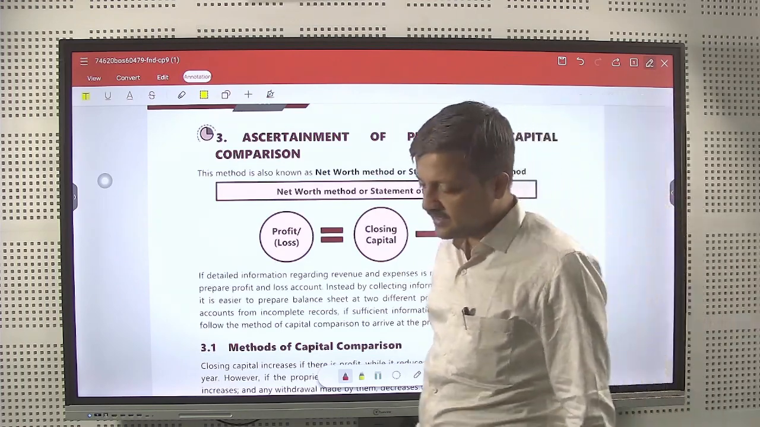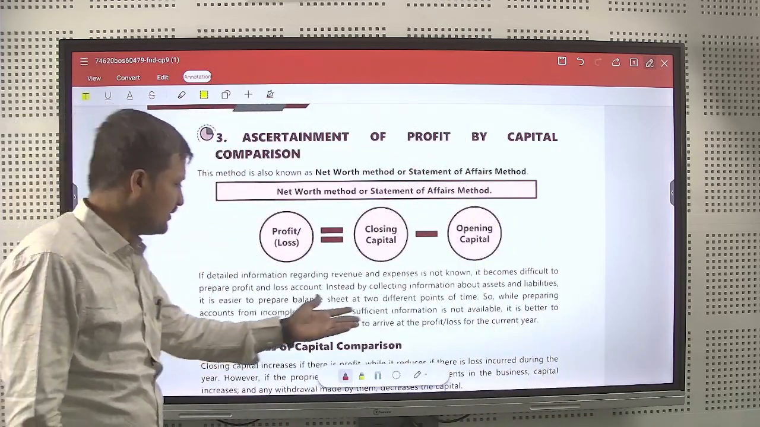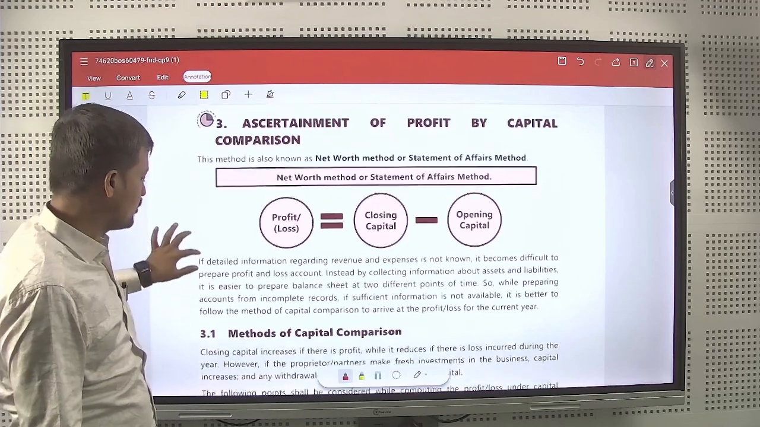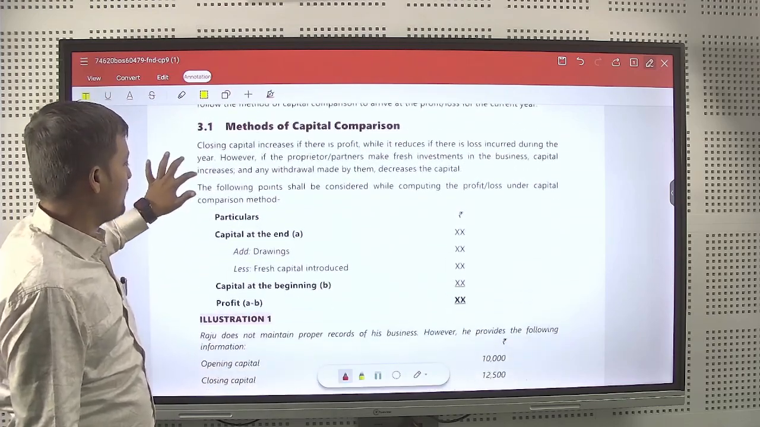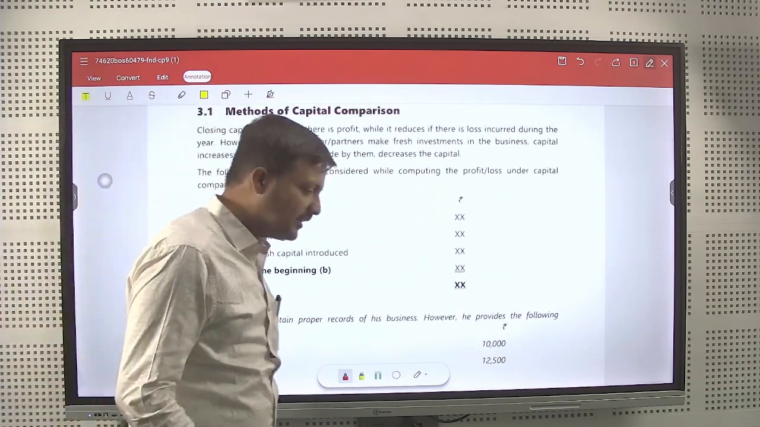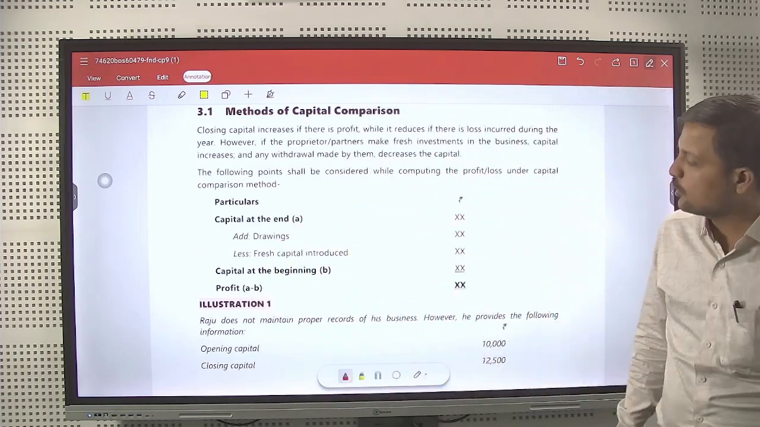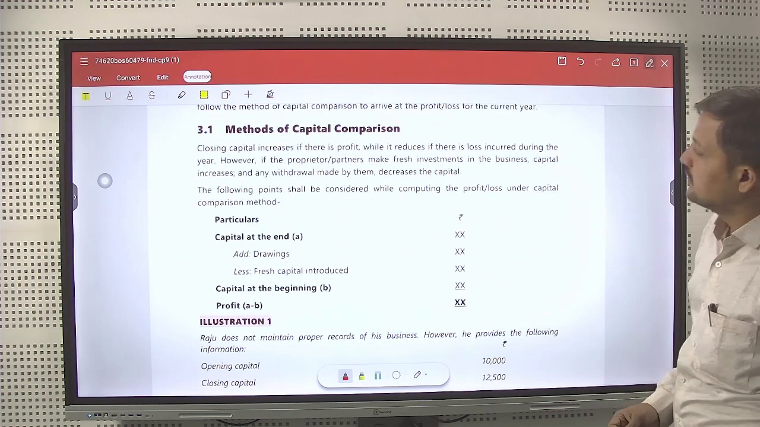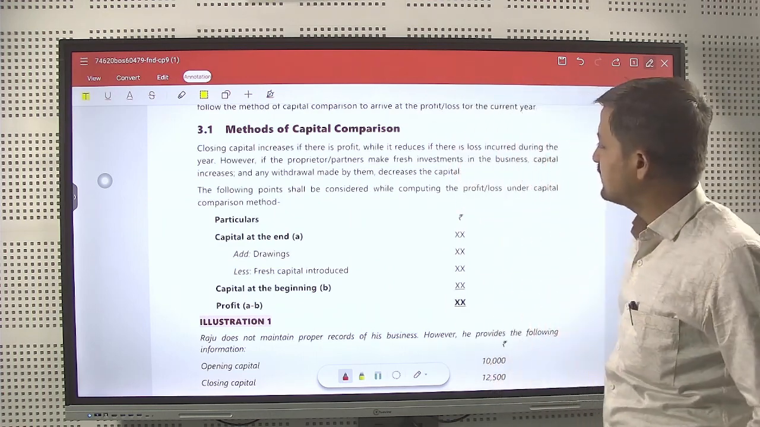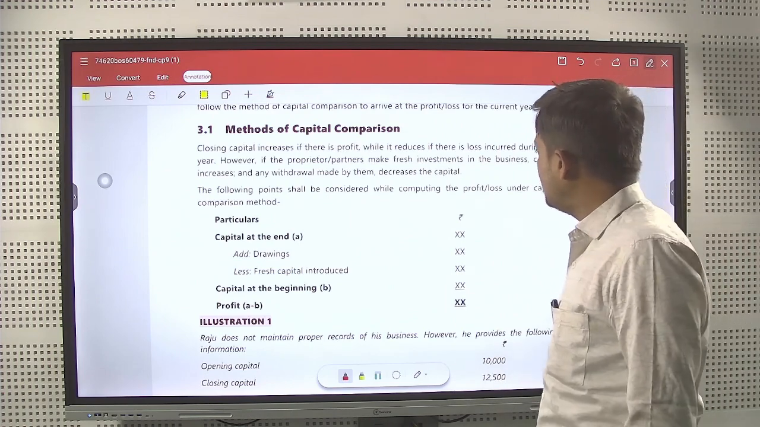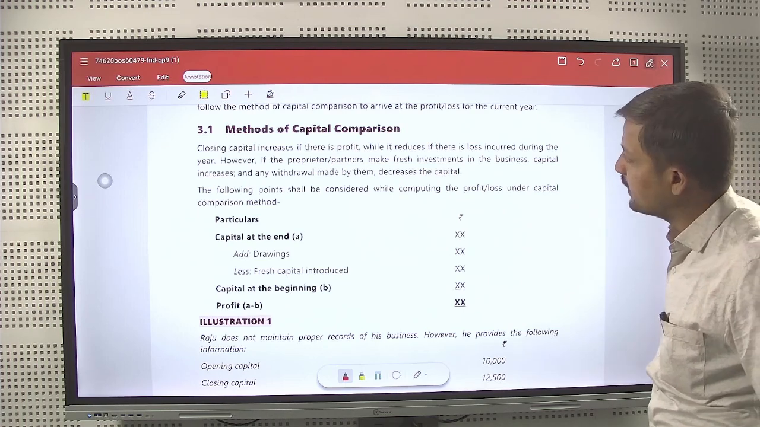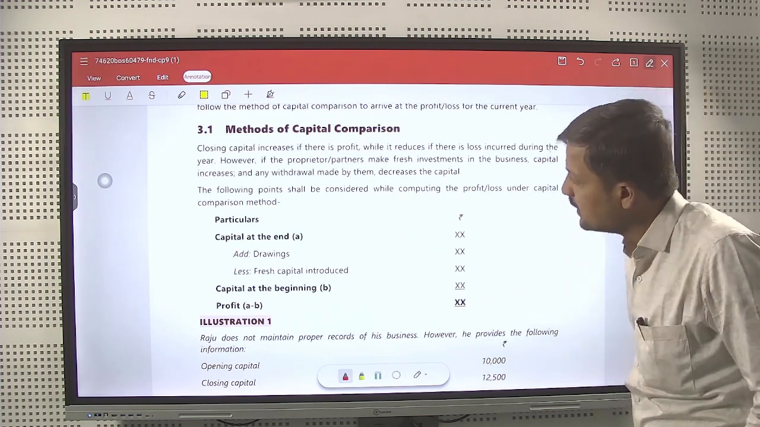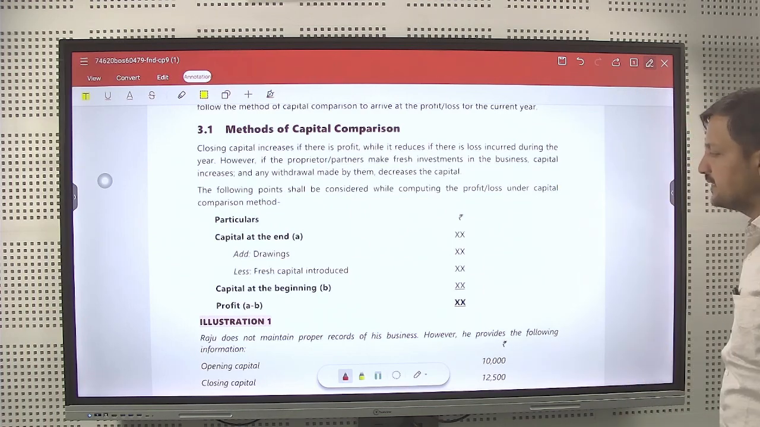Okay. Then next, there is a paragraph which you may read later on. So the difference between closing and opening capital is considered as profit. That you need to understand. Next is methods of capital comparison. There are two ways in which you can do it. Number one, you can do it by a working note, or you can even prepare a capital account, that we will see later. Now, closing capital increases if there is a profit, that's what I said, and it reduces if there is a loss. However, if the proprietor or the partners make fresh investments in the business, capital increases, and if withdrawals are made, then the capital is decreased.